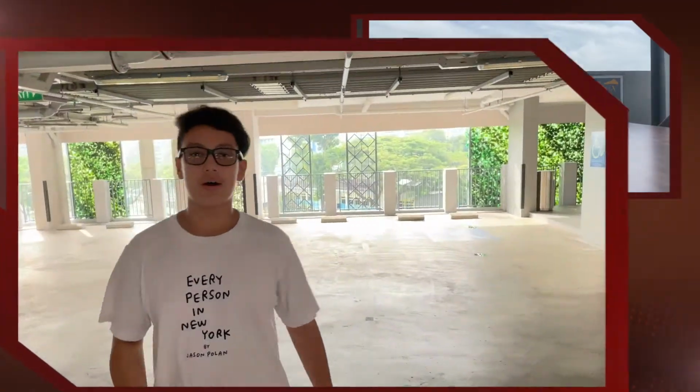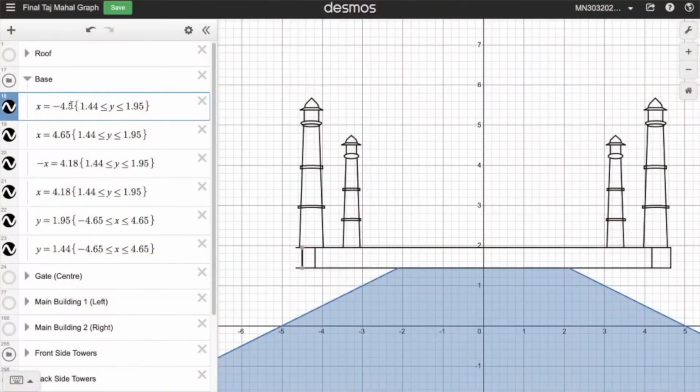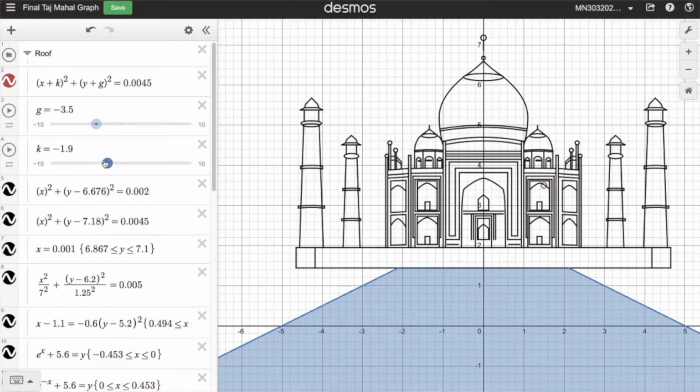Finally, let's talk about our thought process and ideas. We actually have a few strategies to try and quicken the process of construction. At first, we did many things through rough estimation, especially for the linear functions, such as those for the base and towers of the graph. However, we started to experiment with using the sliders for the more complicated functions, so as to speed up this process even more.